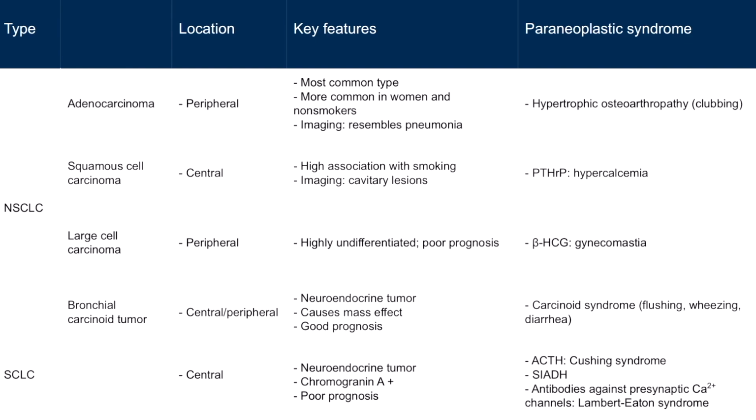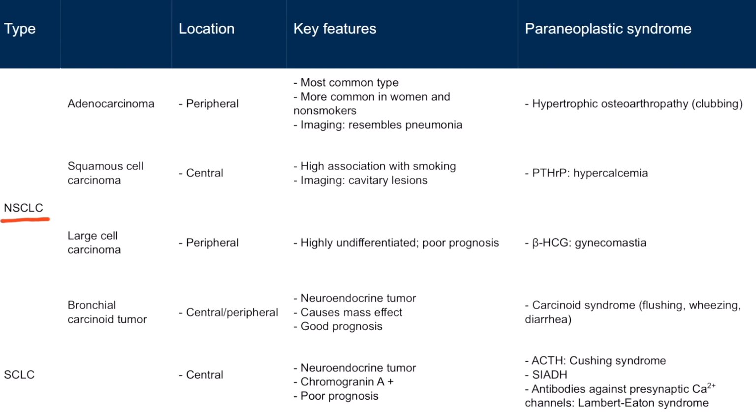Let's first start with non-small cell lung cancer, or NSCLC. As we previously mentioned, non-small cell lung cancer is more common than small cell lung cancer and is considered less aggressive and has less tendency for early metastasis. It has multiple histological types, including adenocarcinoma, squamous cell carcinoma, large cell carcinoma, and bronchial carcinoid tumor.